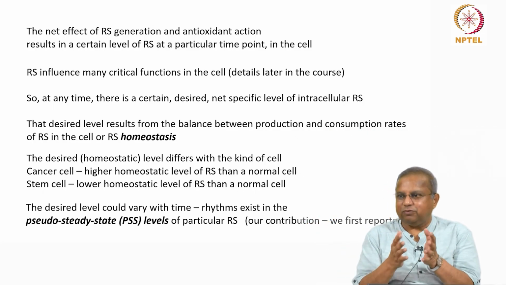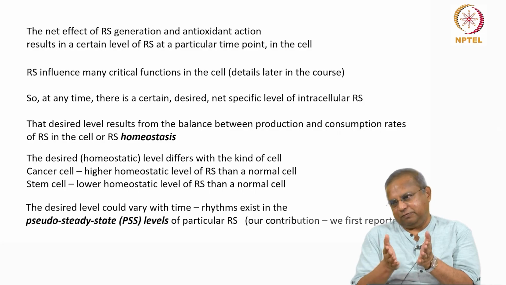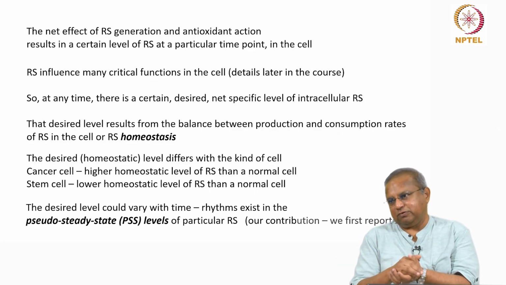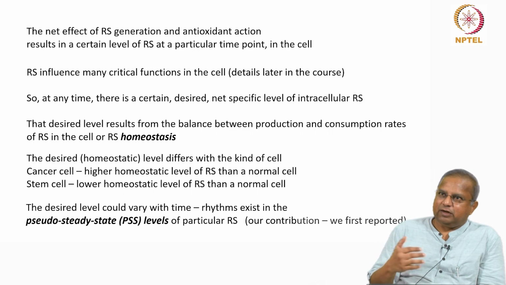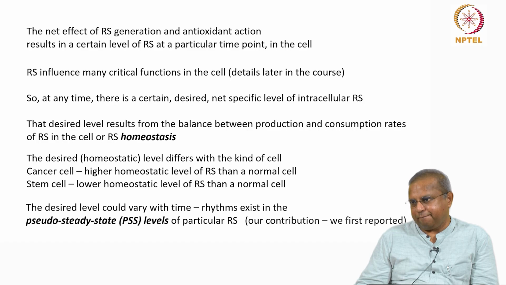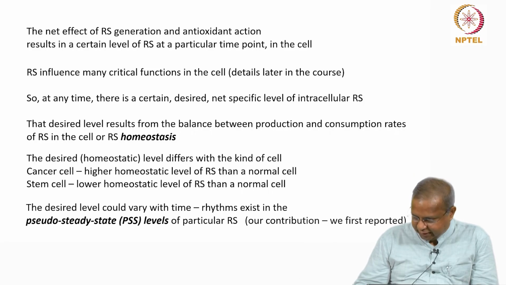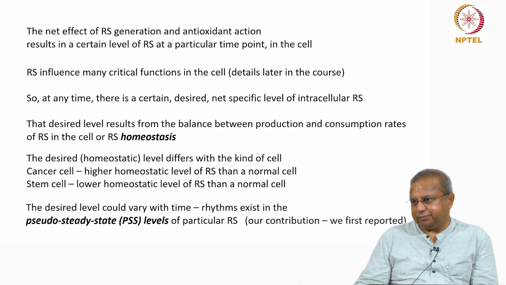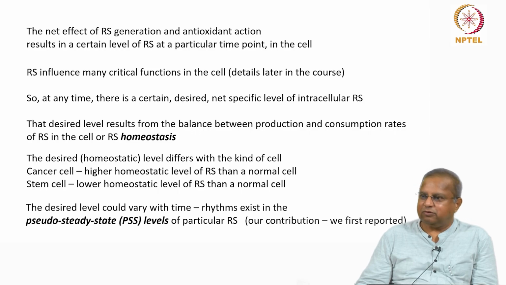In this case, we are talking of the homeostatic level for reactive species, reactive oxygen species especially. You can talk of homeostatic level for many different compounds. If we compare the homeostatic levels of our normal cells with cancer and stem cells, cancer has a much higher homeostatic level. Which means it consumes and produces at a really high rate. Yeah, the production could be higher or the consumption could be lower.